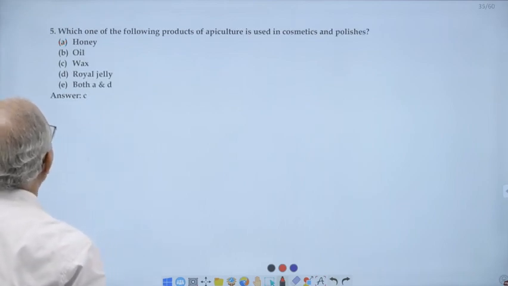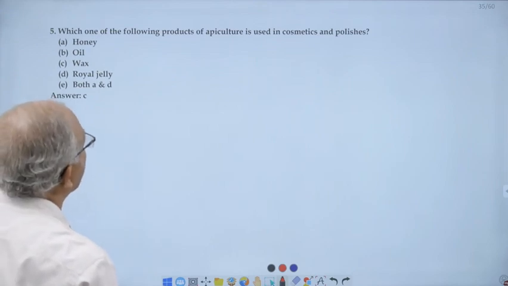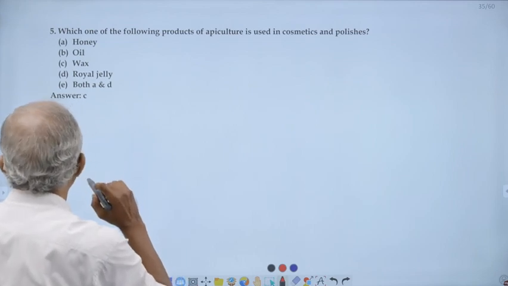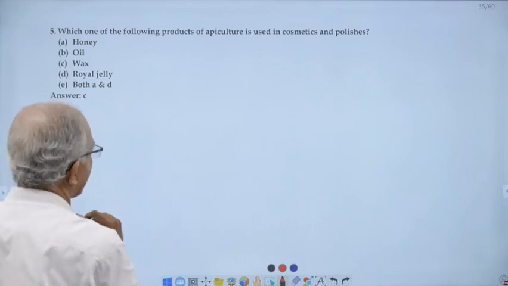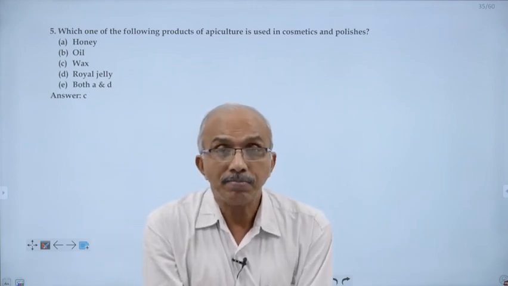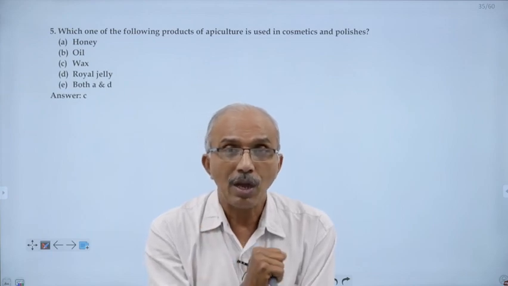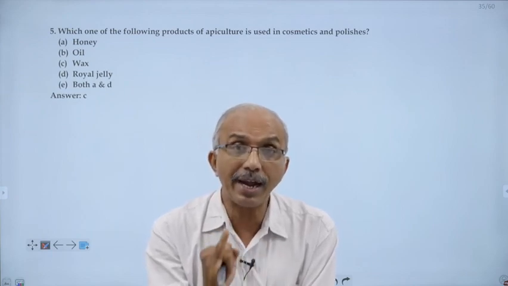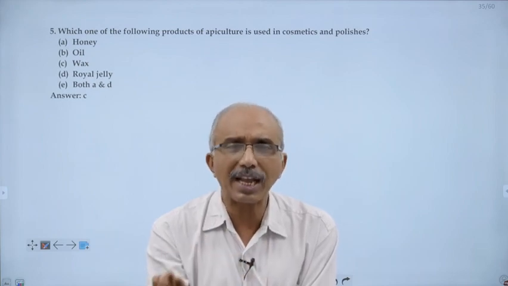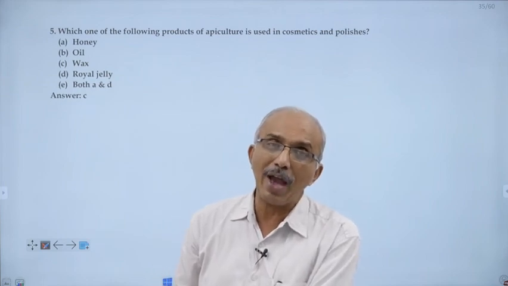Which one of the following products of apiculture is used in cosmetics and polishes? Apiculture is honeybee keeping. Honeybee keeping provides two important products. One is the primary product, honey. The second, the byproduct, is wax, beeswax.